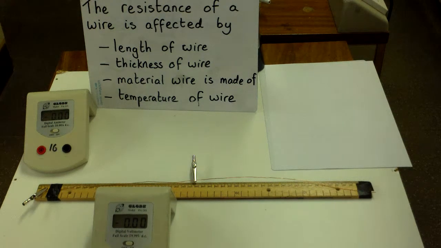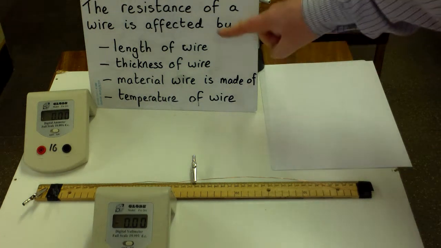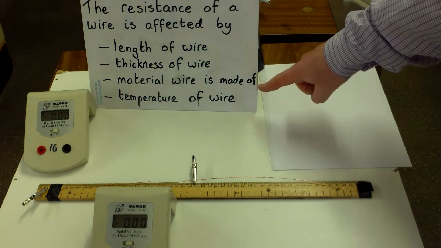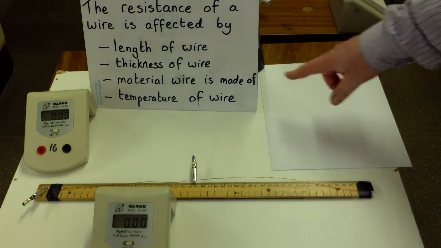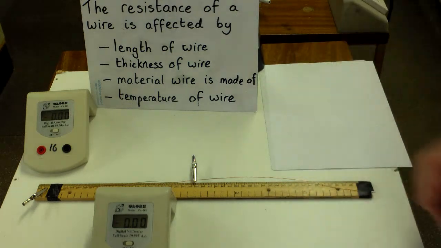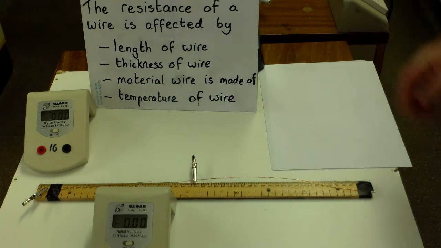So obviously, to make this experiment a fair test, we will need to keep the thickness and the material the wire is made from the same, which is simple, and we need to keep the temperature of the wire the same. However, this is more difficult because the current which flows through the wire will actually affect the temperature of the wire. So I will need to use a circuit which allows me to keep the current the same all the time.